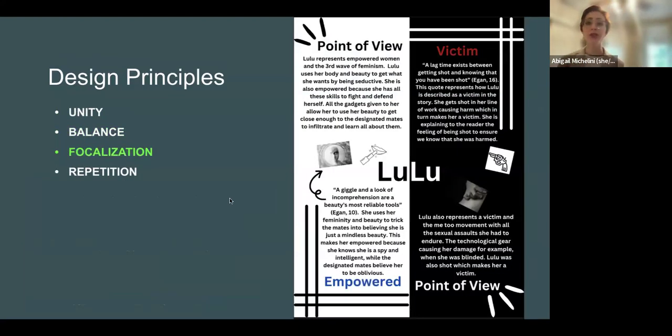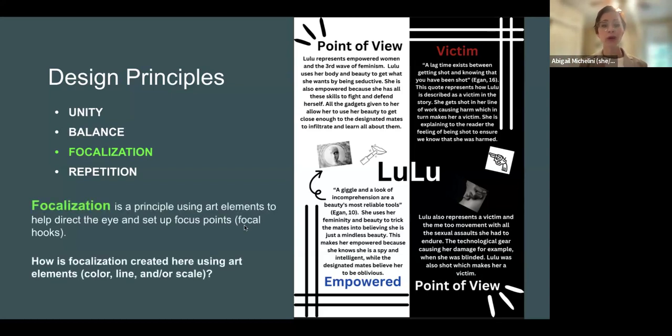Okay. Focalization. This is just a fancy way of saying you know where to look, okay? When I look at this character analysis, the first thing that I see is empowered, victim, and Lulu, right? I see they're talking about Lulu in the middle here because the black and white is a really sharp contrast, but then the color really pops. So we have victim and empowered, the ways in which she was a victim, the ways in which she's empowered, and we know where to look. These are the most important points on this page, okay?